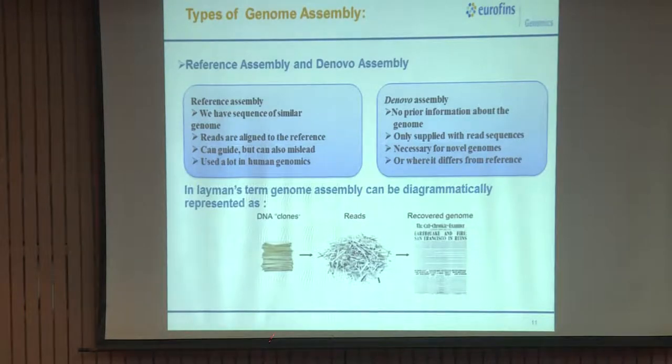In layman language, de novo assembly looks like this. If I have cut papers, it will look like this and I need to assemble it like this. This is what de novo is, wherein I have no clue, and based only on overlaps I am going to get to the genome.